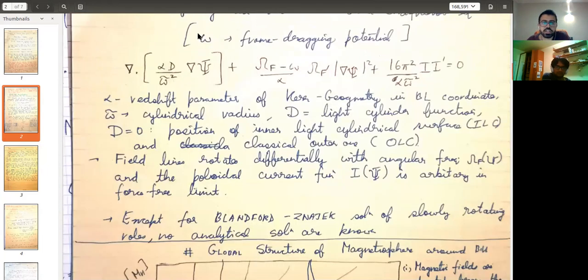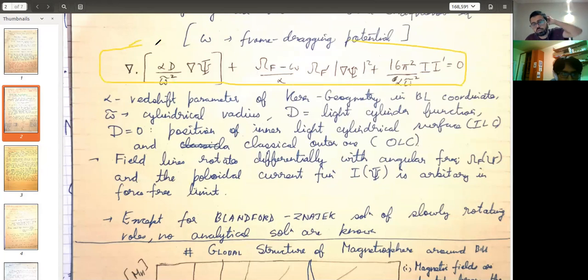What happened was that, except for the Blandford-Znajek solution of this equation for slowly rotating holes, no analytical solutions are known. While following this old book, it appears that this is the main equation people were trying to solve at that time. And when you solve this equation in the slowly rotating case, the only analytical solution which exists is of the Blandford-Znajek process.